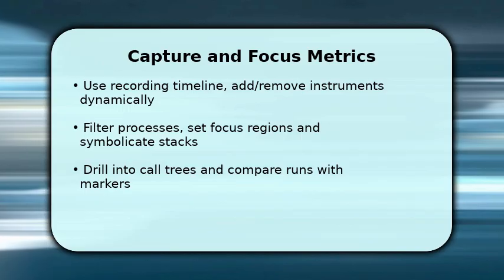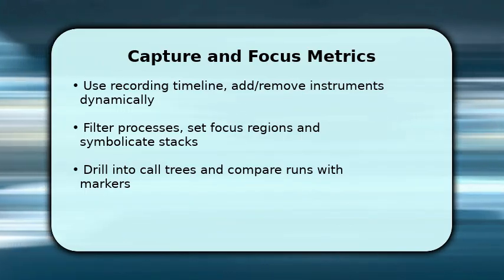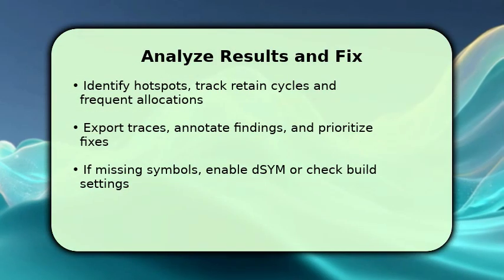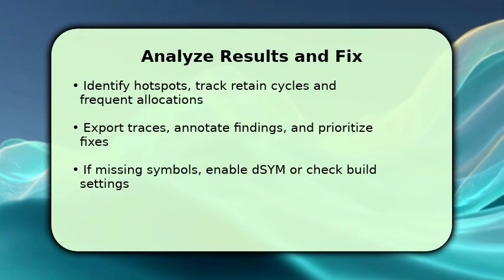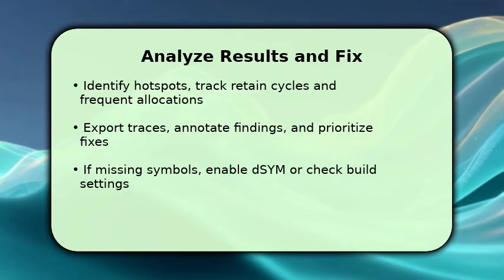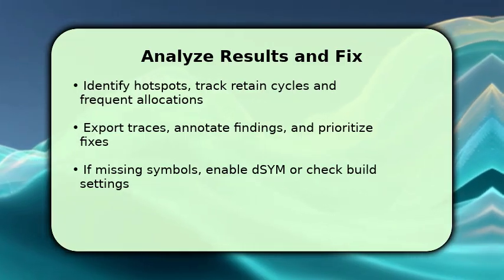Then drill into the call tree, invert or hide system frames, and use compare runs to isolate regressions or improvements between sessions for targeted optimization. Finish by interpreting findings. Identify CPU hotspots, frequent allocations, and retain cycles so you can prioritize fixes by impact.